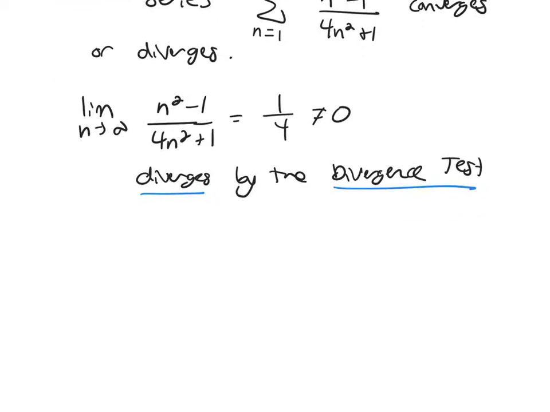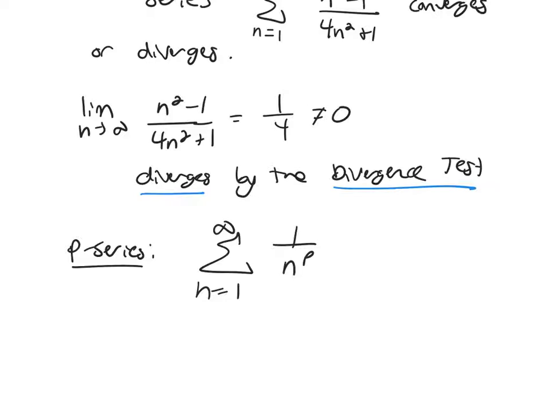And then we also had p-series. P-series were series that look like 1 over n to a power p, and it converges if p is greater than 1, and it diverges if p is less than or equal to 1.